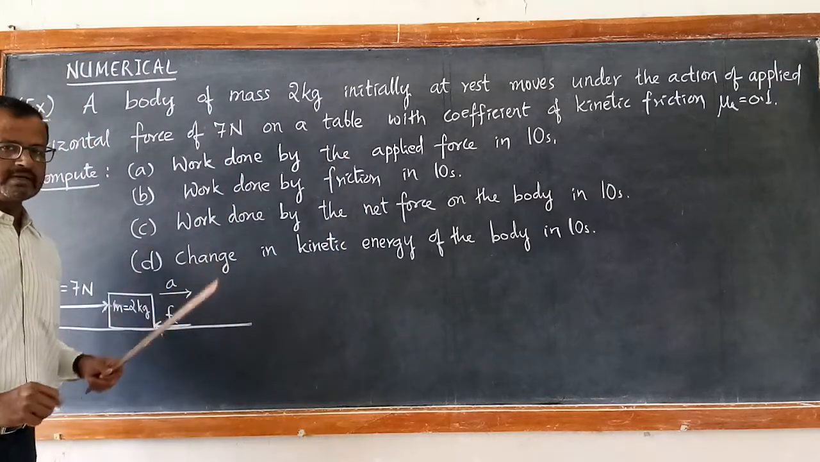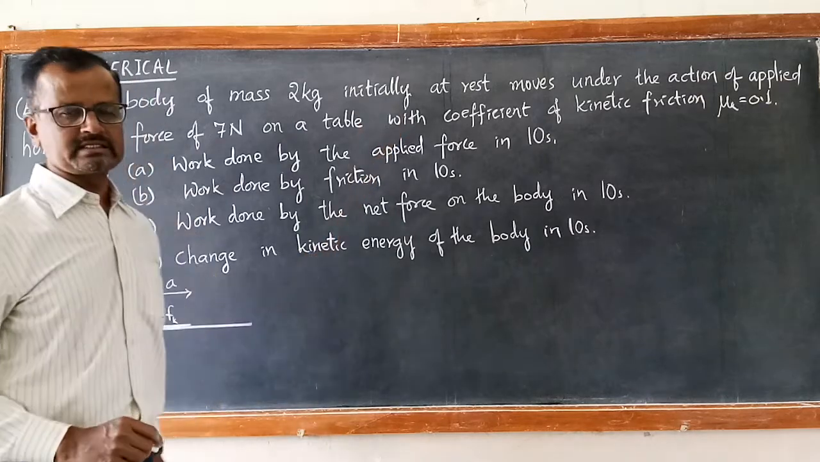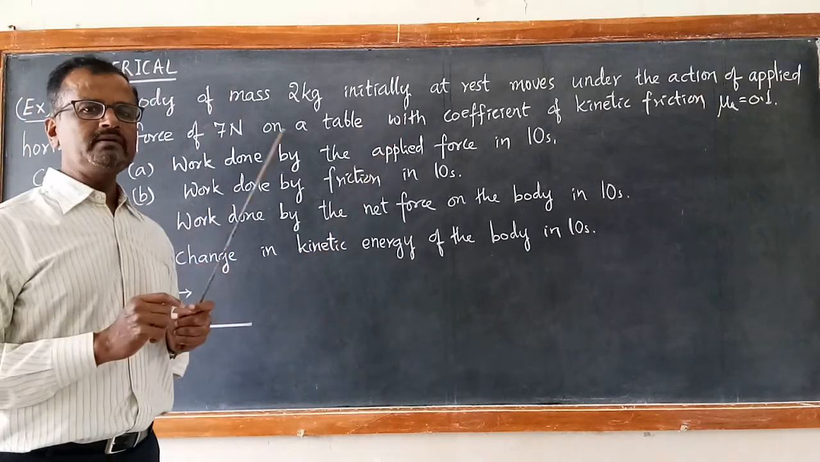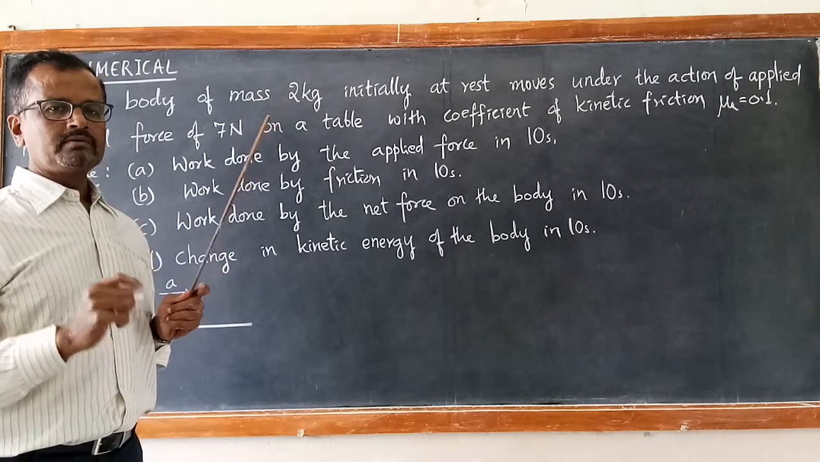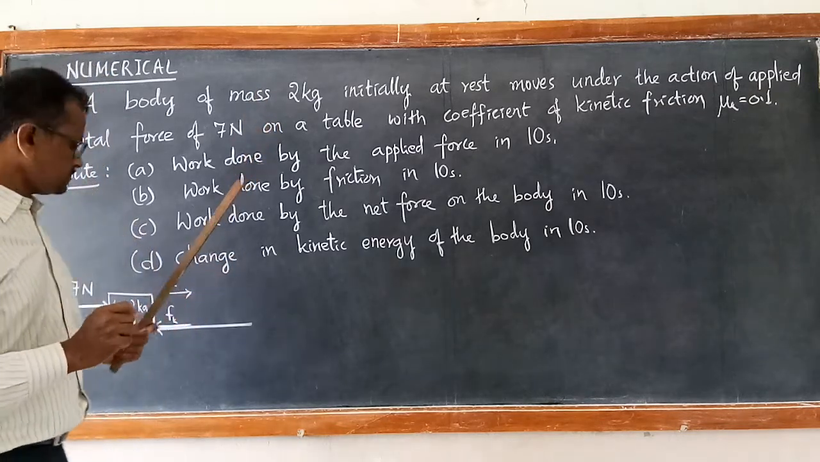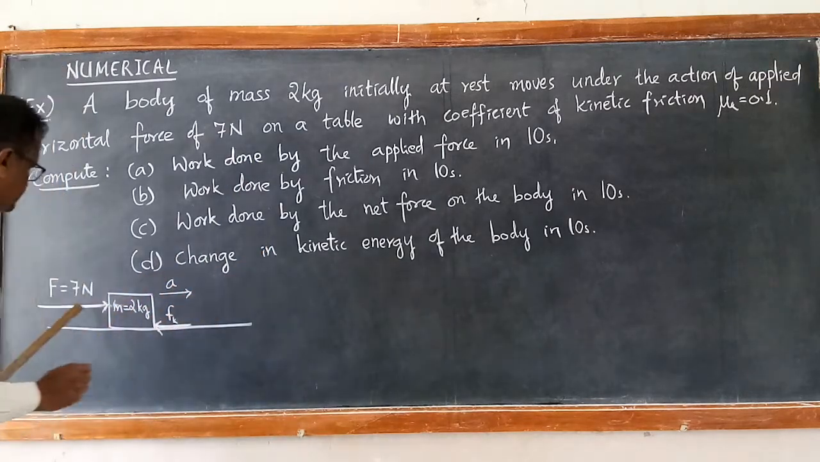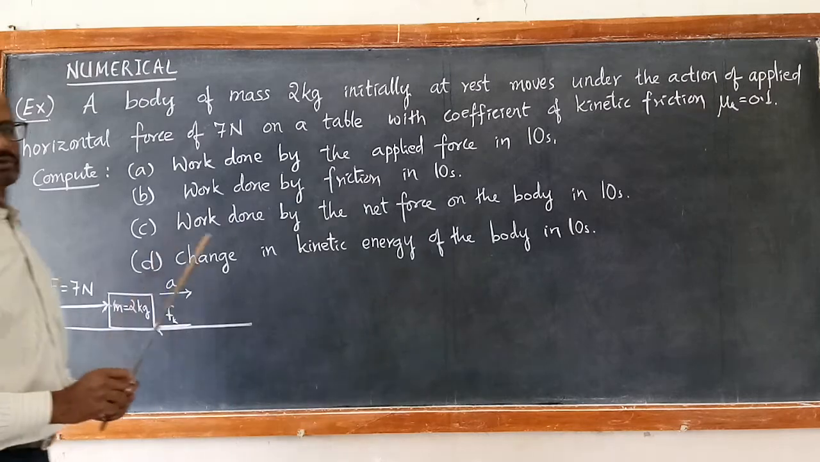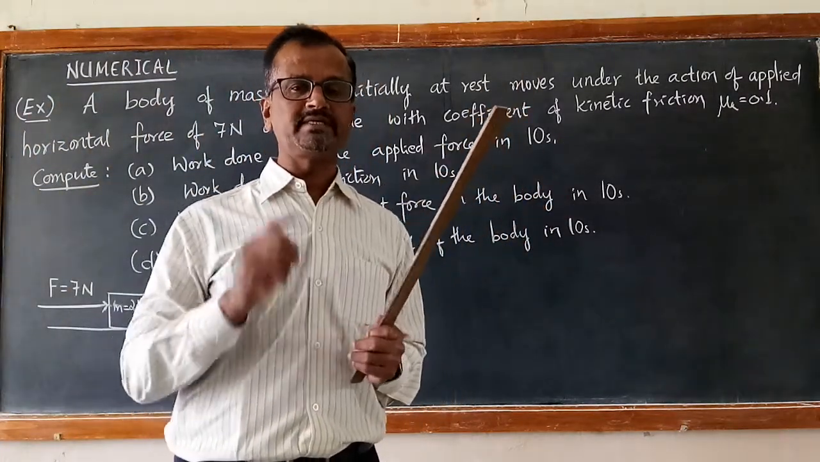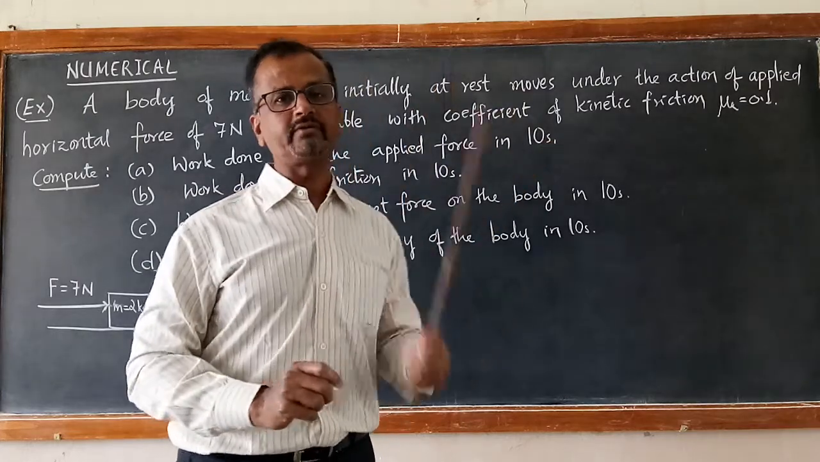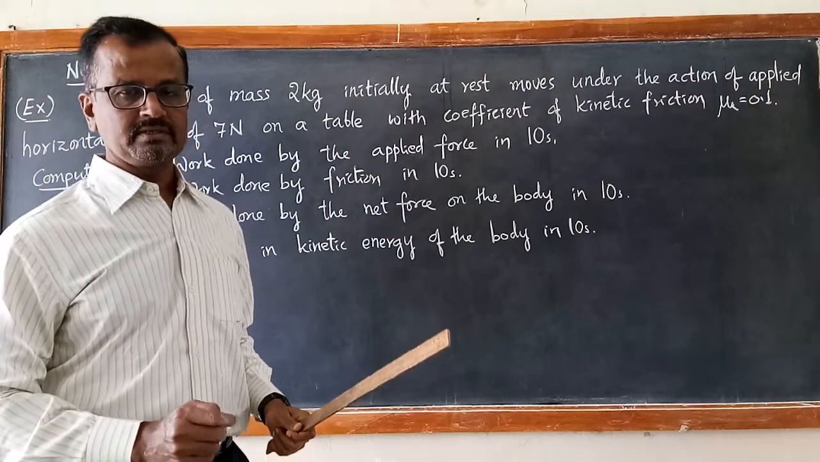Now let us first calculate. First one, the work done by the applied force in 10 seconds. To calculate the work done, we need to calculate the displacement. Work done is equal to force into displacement. Force is given, 7 Newton. What is its displacement? We don't know. How much is the displacement taking place in 10 seconds? We need to calculate. So for that we need to calculate the acceleration first.